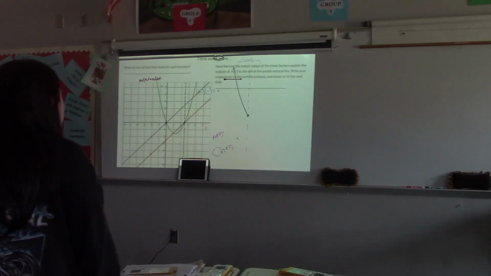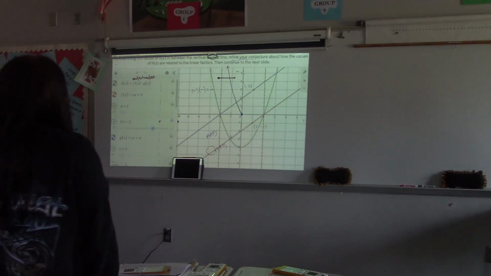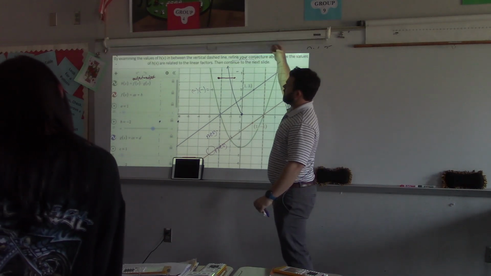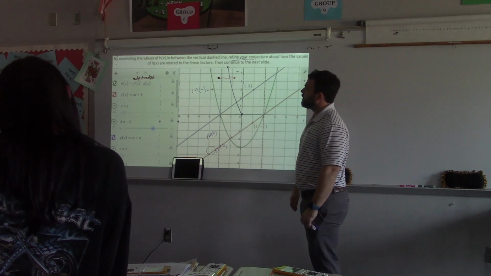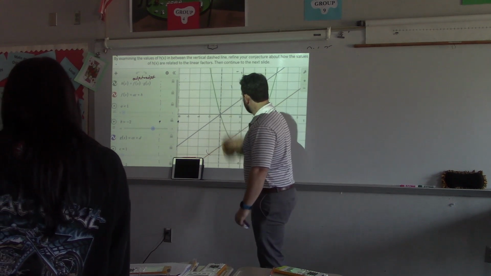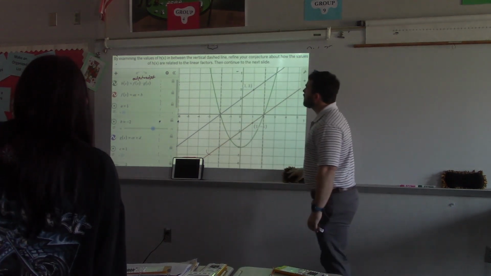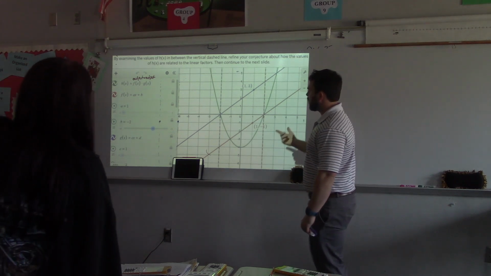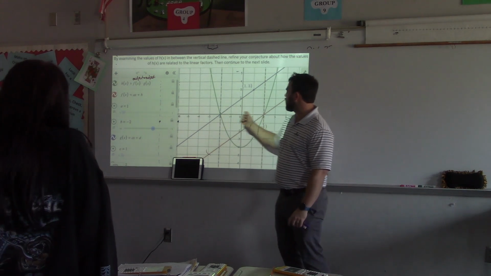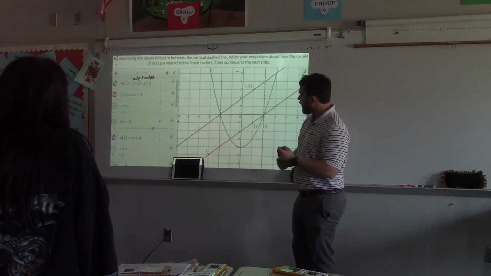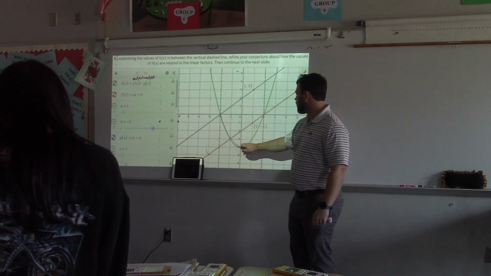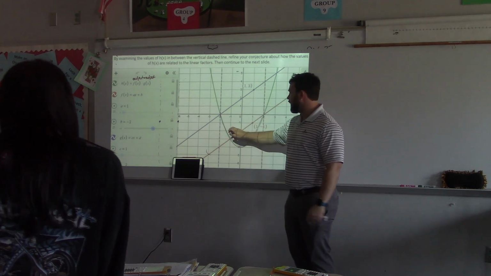Now, we need to get to slide 9. What does slide 9 ask about? The different example. See that? By examining the values of h and x in between the vertical dashed line, refine your conjecture about how the values of h and x are linked to the linear factors. So notice I'm now looking in between the x-intercepts, right? In between the vertical dashed lines. In this case, what kind of values does this parabola have? Negative. Okay, negative. Those are negative outputs.